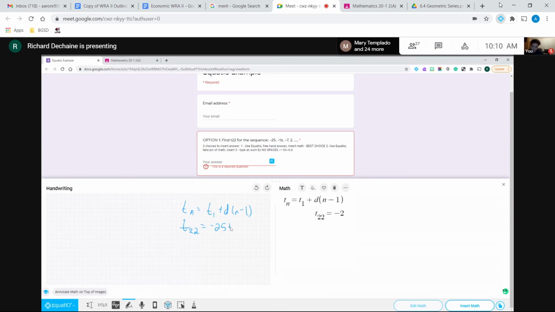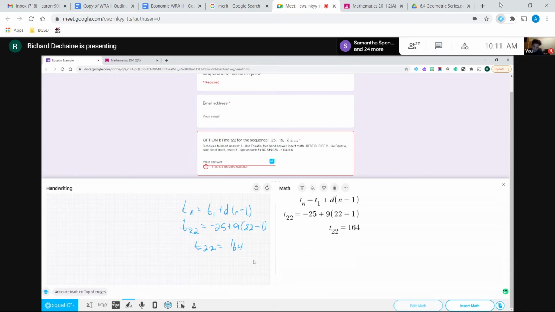My d, what are they changing by? They're changing by +9. How many terms am I looking at? 22. Take away 1. And on the right, it's working good for Equatio. You can monitor as you're writing. If you don't like it, you just scribble out one of these and it disappears and you rewrite it. T22, I believe, is 164 if you do the math.